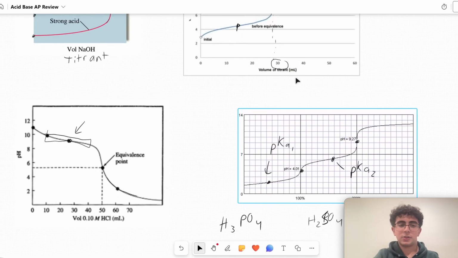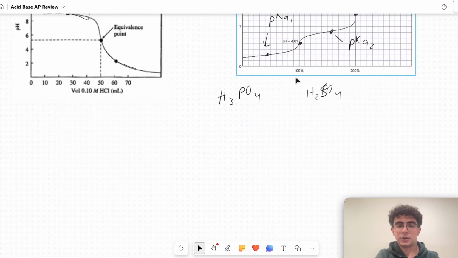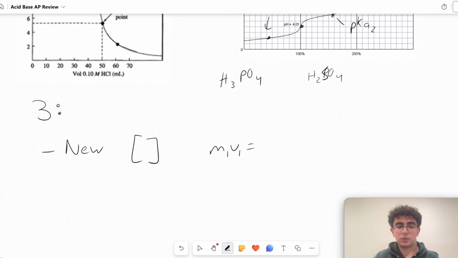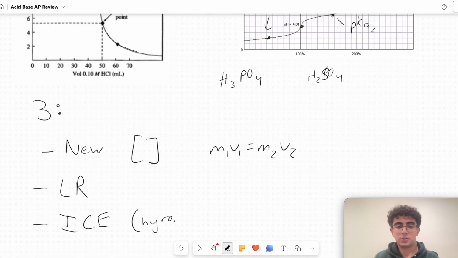So yeah, that's all you need to know about titrations. To summarize, I'll write them down real quick. Your 3 steps to solve any titration. This is your golden 3. First, new molarities, using your dilution formula M1V1 equals M2V2. Second step, limiting reagent chart. Third step, ICE chart. And then hydrolysis if necessary, only if you're at your equivalence point.